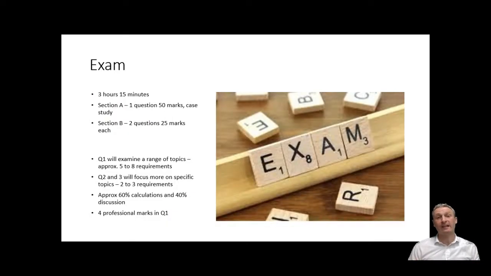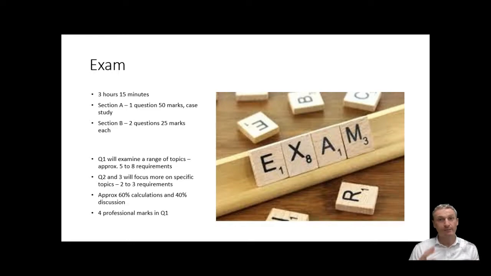Okay, the exam itself, it's a 3 hour 15-minute exam. The paper is split into 2 sections. You've got section A and section B. Section A is a 50-marker question. It's a case study. It's going to examine a range of topics from the syllabus. They'll split the requirements on question 1 into about 6 to 8 individual requirements, and it'll be broken down approximately 60-40%, with 60% for calculations and 40% for discussion.